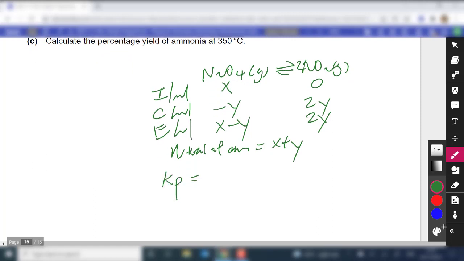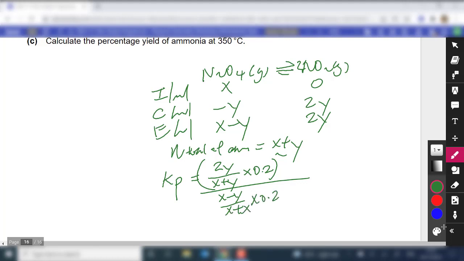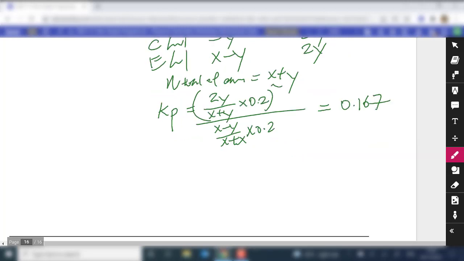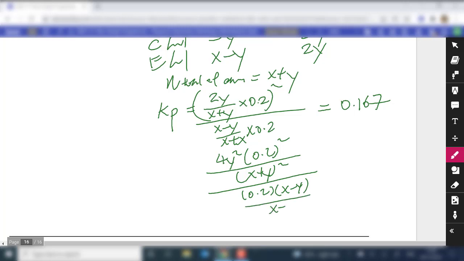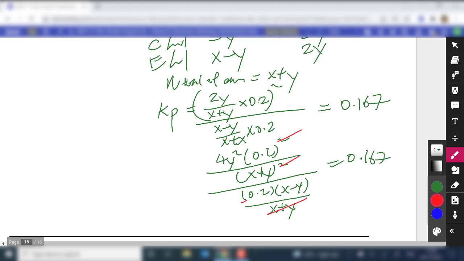So when you try to link it to Kp, Kp will be equal to 2Y over X plus Y, multiplied by 0.2, the whole thing squared, divided by X minus Y over X plus Y multiplied by 0.2. So you equate the whole thing to 0.167. Okay, after that, we are going to simplify this to 4Y squared, 0.2 squared divided by bracket X plus Y squared, over 0.2 times X minus Y over X plus Y, equals 0.167. Okay, then we'll do some cancellation.